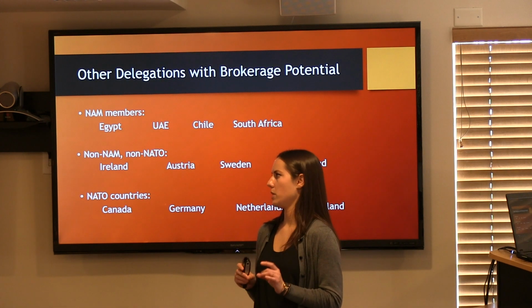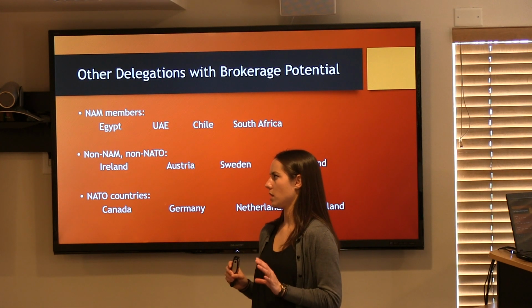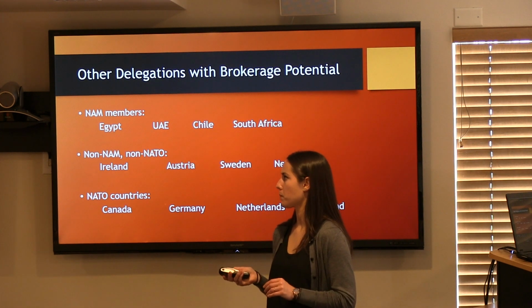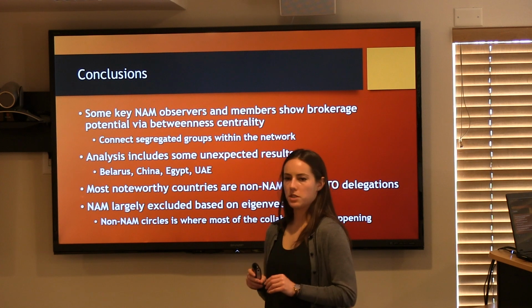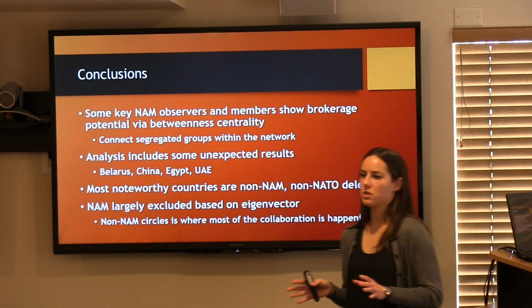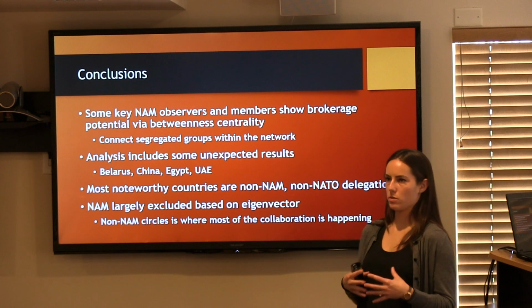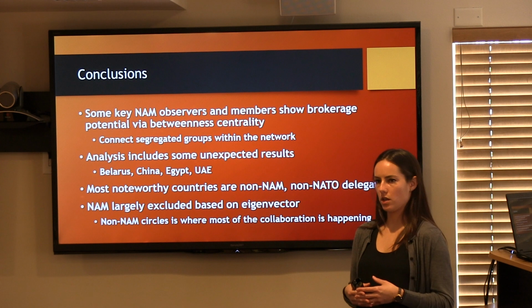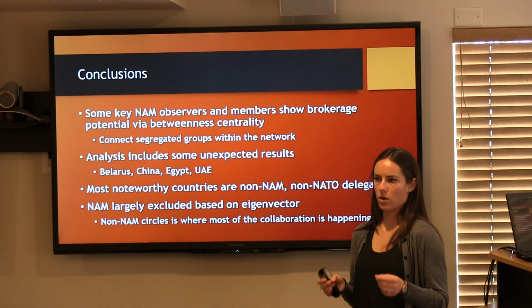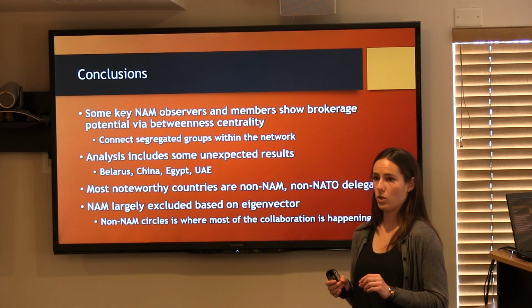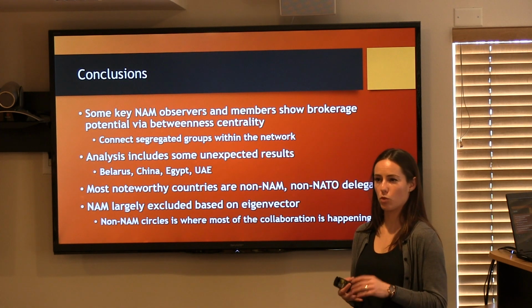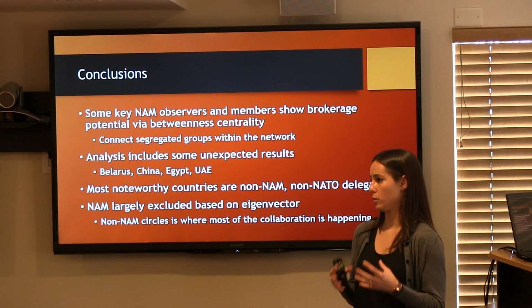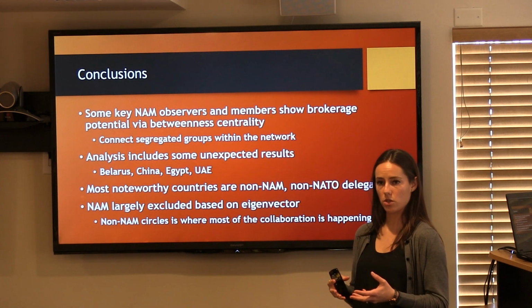and a few key European non-NATO countries, some of which are part of the New Agenda Coalition, or previously were. So, in summary, based on the measures that I used, it looked like, in terms of a network of communication and collaboration, some key non-aligned movement members and observers were brokers within the network. When looking at Betweenness Centrality and Brokerage Potential, they were on the path between a lot of different regional groups or groups that write working papers on particular issues.